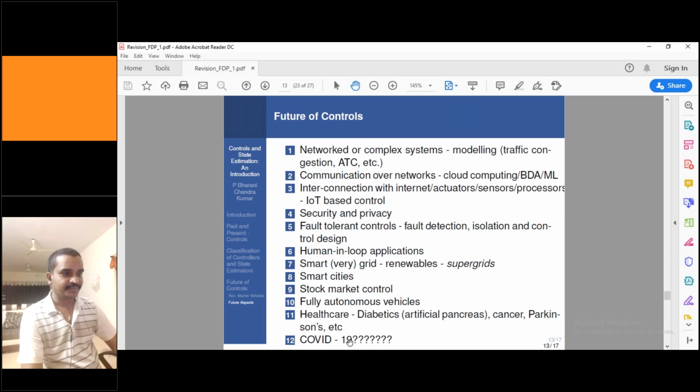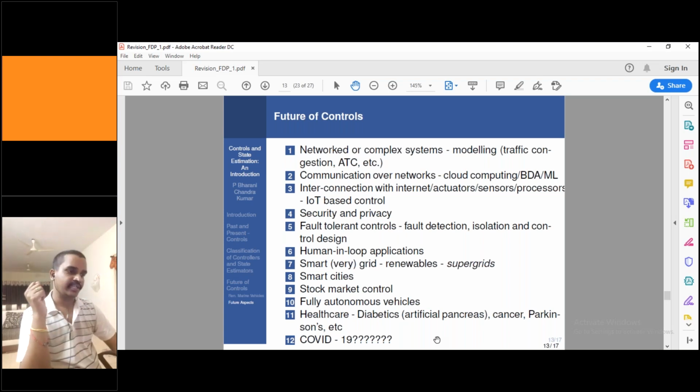So this is COVID-19. How can control engineers contribute here? Is it possible for the control engineer to suggest the lockdown period based upon the past history of susceptible and infected persons, deaths, and so on? Can I come up with some optimal strategy which will tell the government that you have to keep the lockdown for these many days and so on? In this area, research is going on. It's a very new area.